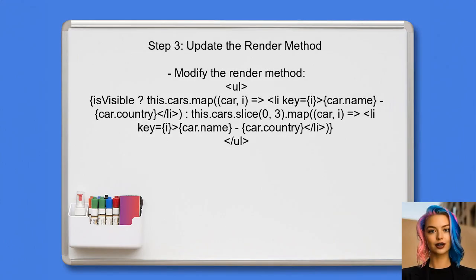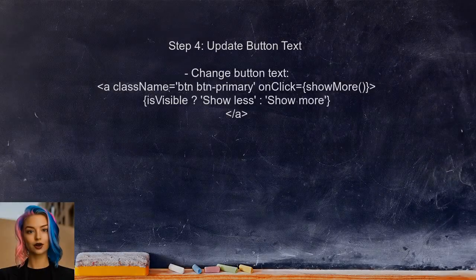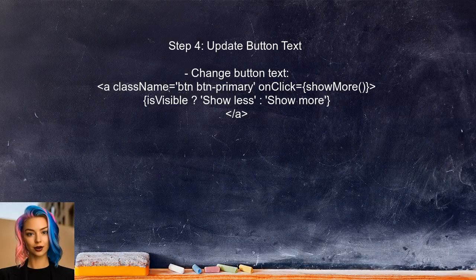Now, the user should update the render method to conditionally display the additional entries based on the visibility state. This will allow the application to show either 3 or all entries. Finally, the user should update the button text based on the visibility state. This will provide clear feedback to the user about what action will be taken when they click the button.